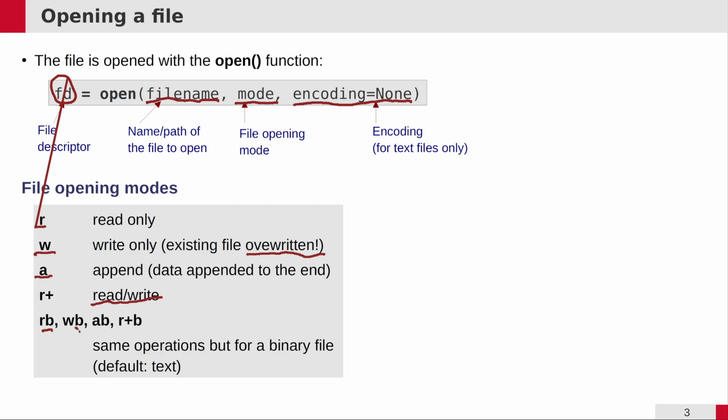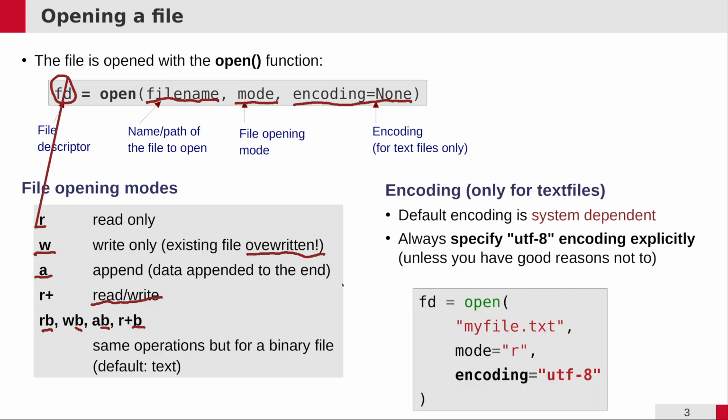Right, and then you can indicate to Python that you want to open a file in binary form by appending a b suffix to the same modes as for the text files. So let's have a very quick chat about encoding, which is only important for text files.